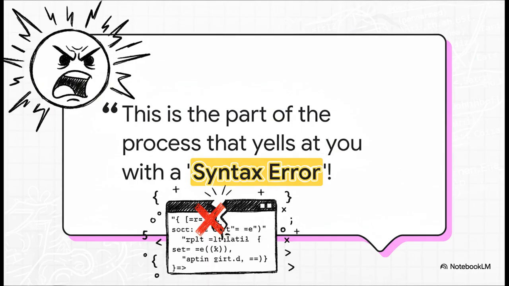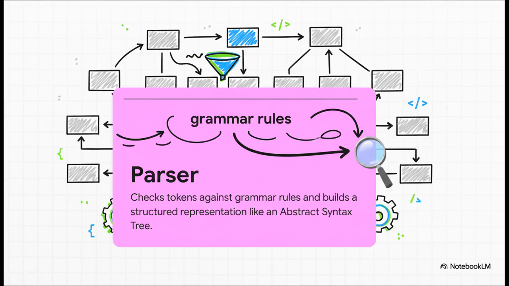It's the one that screams syntax error at you when your code breaks the grammar rules. Now, if your grammar is correct, the parser does something really clever. It doesn't just say, okay, looks good, and move on. No, it builds a logical map of your code. You can kind of picture it like a family tree for your instruction, showing exactly how everything is connected. This map has a technical name. It's called an abstract syntax tree, or AST for short, and it's the perfect blueprint for actually running the code.